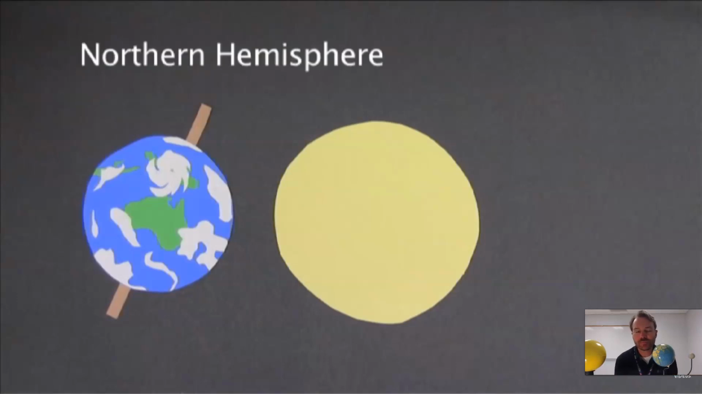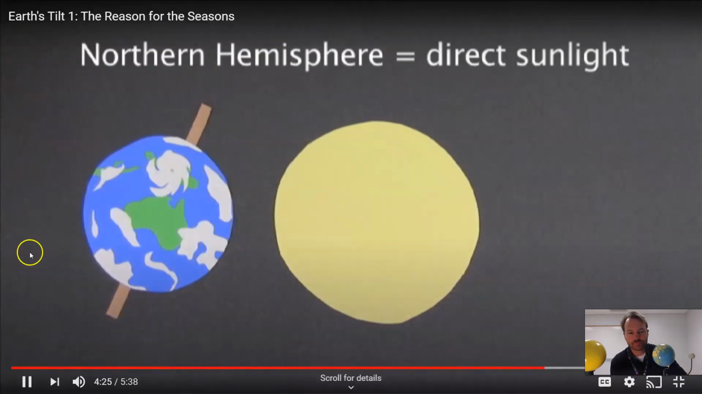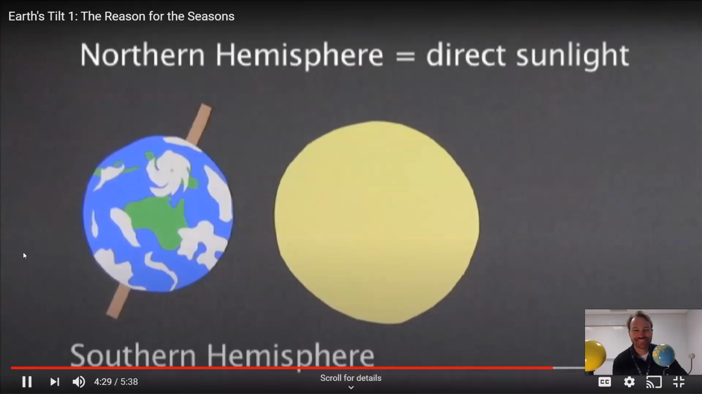When the northern hemisphere is tilted towards the Sun, it's receiving direct sunlight. It feels warmer, which means it's summer there. And the southern hemisphere is receiving indirect sunlight, which means it feels cooler. That's winter.